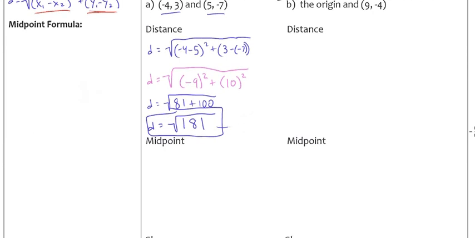Okay, so again, it's -4, 3, and 5, -7. So midpoint is going to be our average of our x's, comma, average of our y's, or x1 plus x2 divided by 2, and then y1 plus y2 divided by 2. And so we've got -4 plus 5 divided by 2, and 3 plus -7 divided by 2 as well. That gives us 1/2, comma, over here that's -4, and -4 divided by 2 is -2. There's our midpoint.